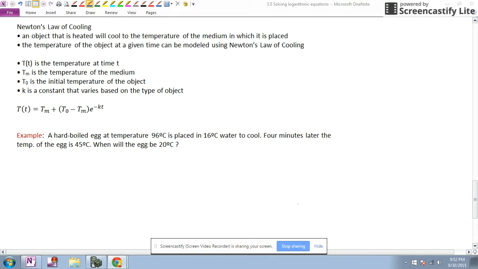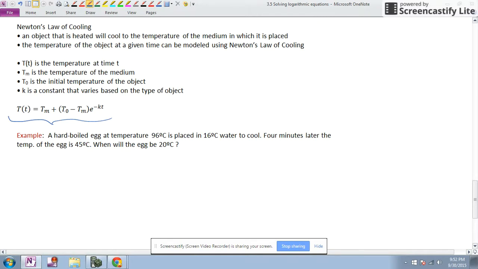But here we go. So I got a hard-boiled egg, and you can look at the formula right here, and if you have to pause it and write stuff down, great. But you can see all the different parts: the temperature at a given time, the temperature of the medium, so the outside, the water, the air, whatever. The original temperature is T0. There's the medium again. K is a constant number that you usually have to calculate depending on what object is cooling.